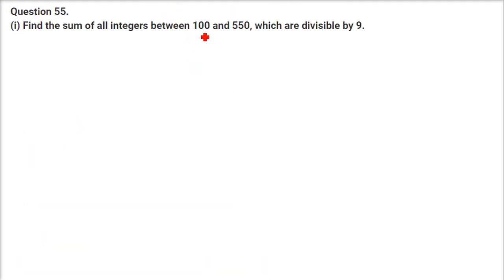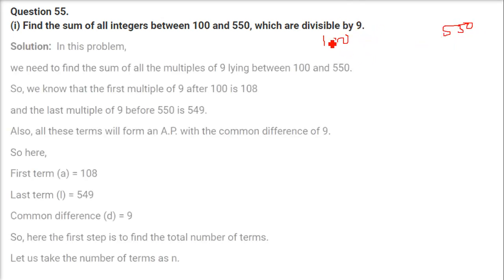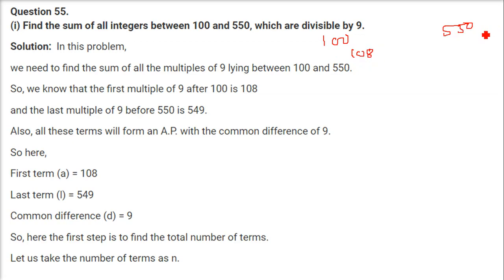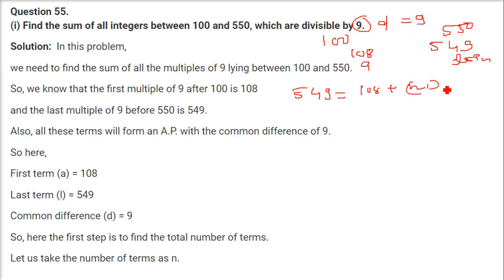Find the sum of all integers between 100 and 550 divisible by 9. Exactly the same thing, 100 and 550. What is the number after 100 which is divisible by 9? It is 108. What is the number just prior to 550 which is divisible by 9? It is 549. So your a is 108, the last number l or an is 549, and the common difference is 9, of course, because divisible by 9. So we can find out the number of terms. 549, that is l or an, will be equal to a, which is 108, plus n minus 1 into d, which is 9.